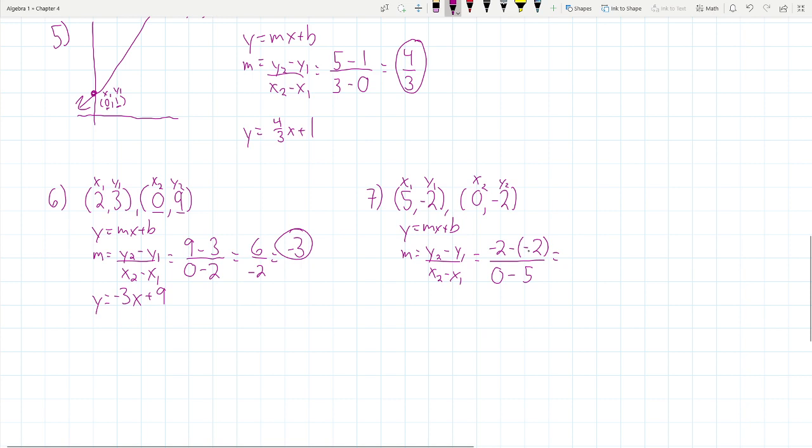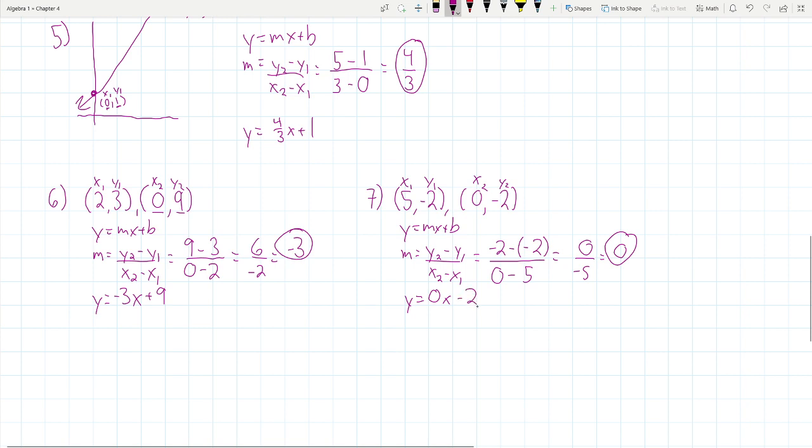Negative, negative make a plus, so negative 2 plus 2 is 0 over 0 minus 5 is negative 5. Wait a minute. 0 over negative 5? 0 divided by anything is 0. So my slope is 0. Okay, alright, I'll go with it, I'll see what happens. So y equals, my m is 0x plus, when x is 0, what is y? It's negative 2, so actually I shouldn't have put that plus there.